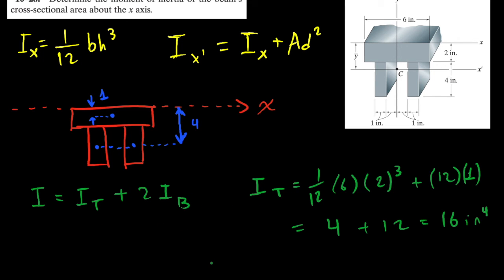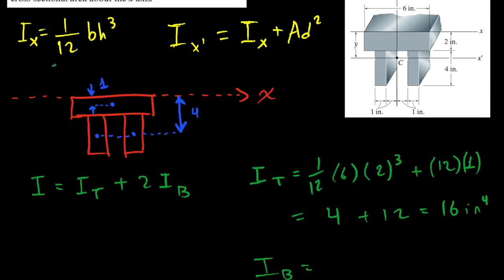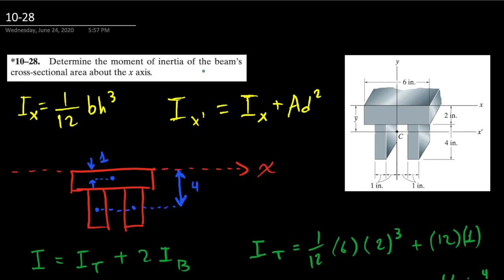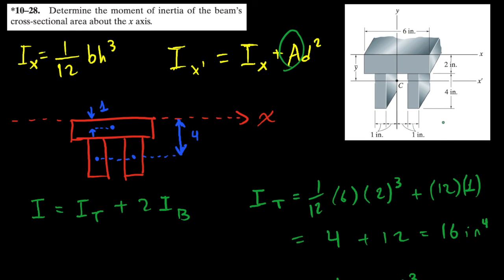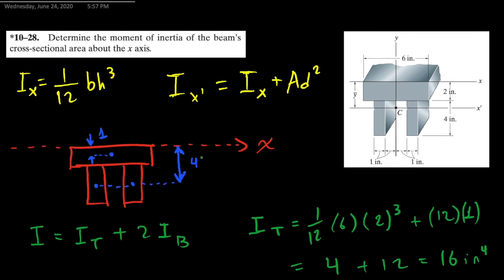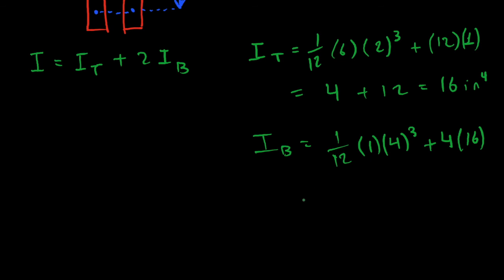And now let's calculate I sub b. So that will be, again, the same way where we use this equation to calculate that value. So that's going to be 1/12 times base, which is 1 inch, times height to the power of 3, which is 4 inches, plus we have the area here, which is 4 times 1, which is 4, times d squared. Now our d squared is 4 squared, so that's going to be 16. And when we calculate that, we get 69.3 inches to the power of 4.